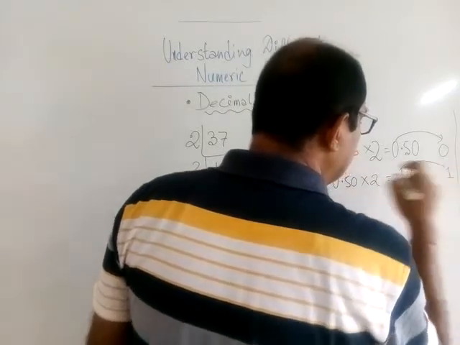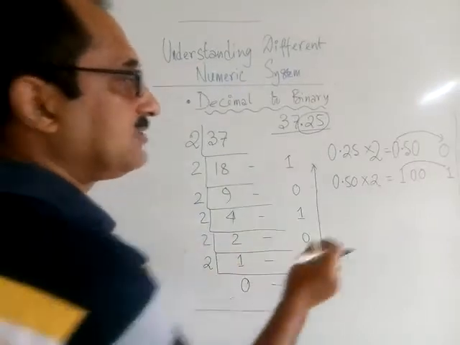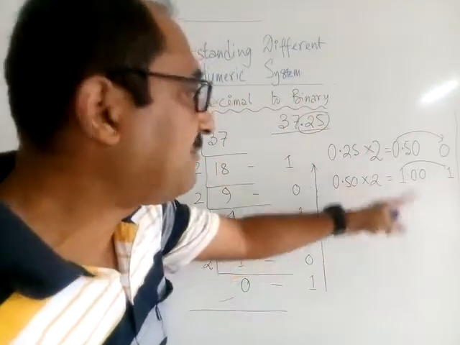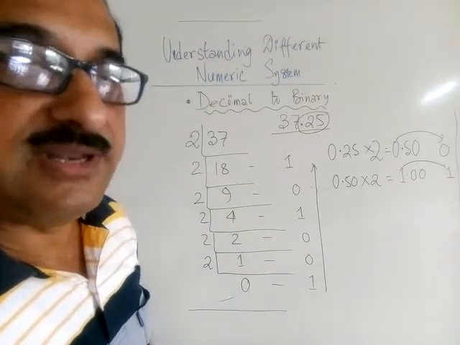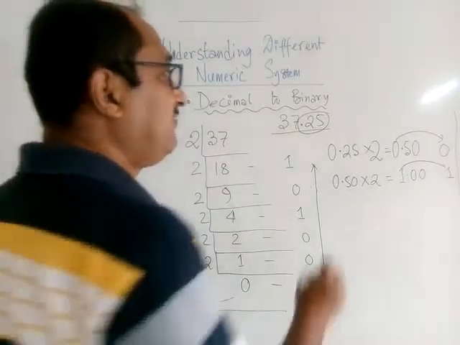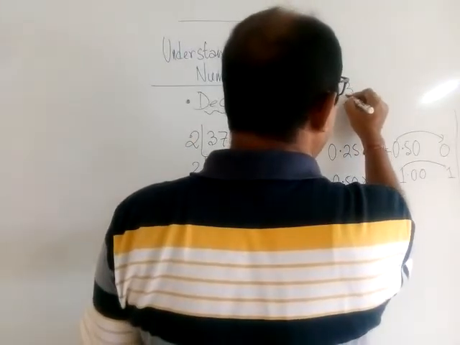So here I will stop. Why shall I stop here? Because my decimal part is 0.00. So it doesn't matter how many times I multiply 0.00, I will get 0 only. So basically what will happen? For 37.25, while writing the answer, we will write it this way.